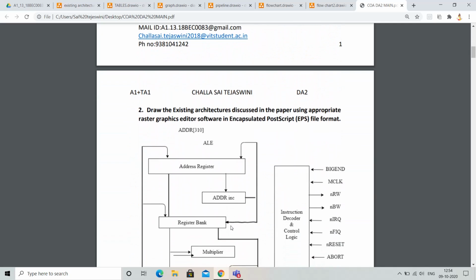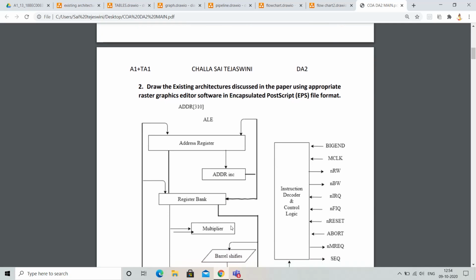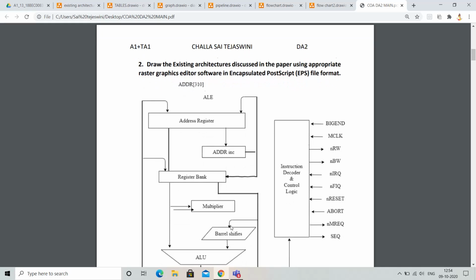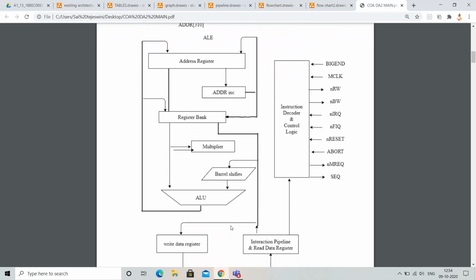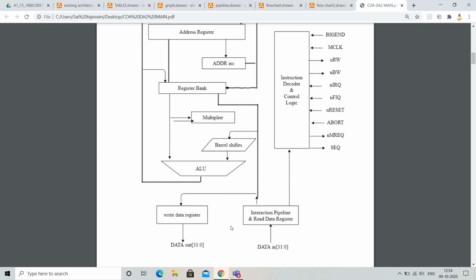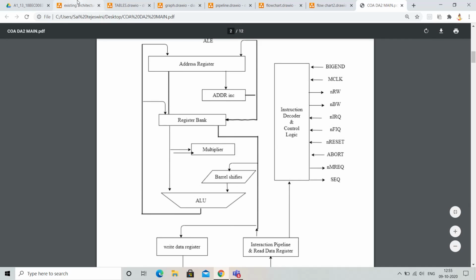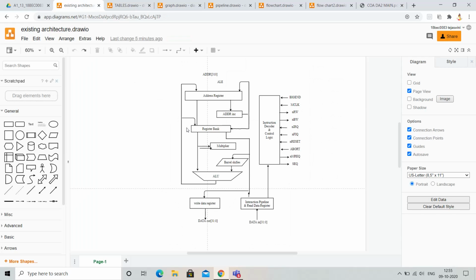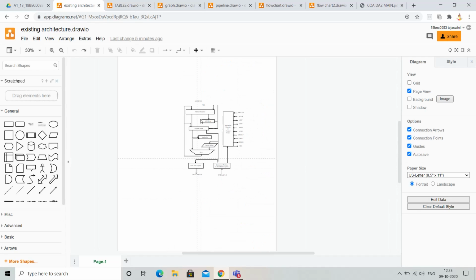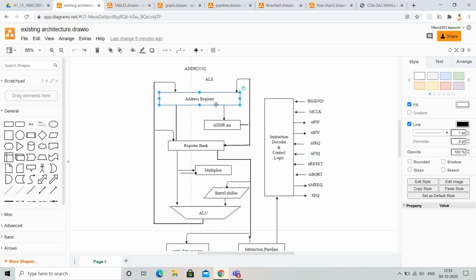Coming to the second question, draw the existing architecture discussed in the paper using appropriate raster graphics editor software. This is the existing architecture of the floating point arithmetic unit. This is drawn using the draw.io tool. Here you can see the block diagram which is drawn using the draw.io tool.